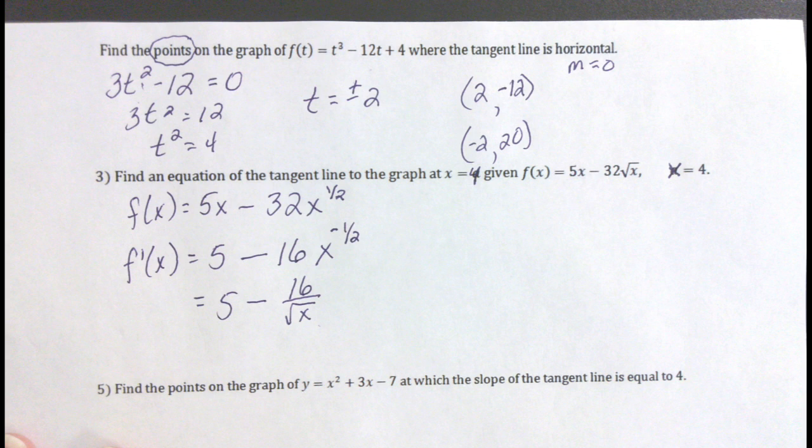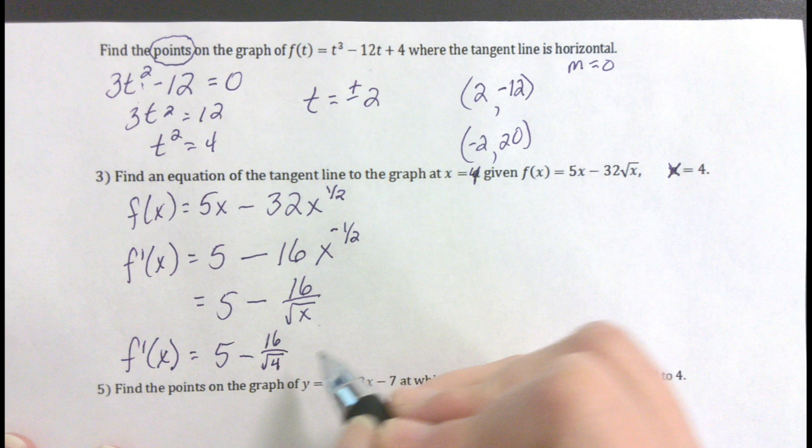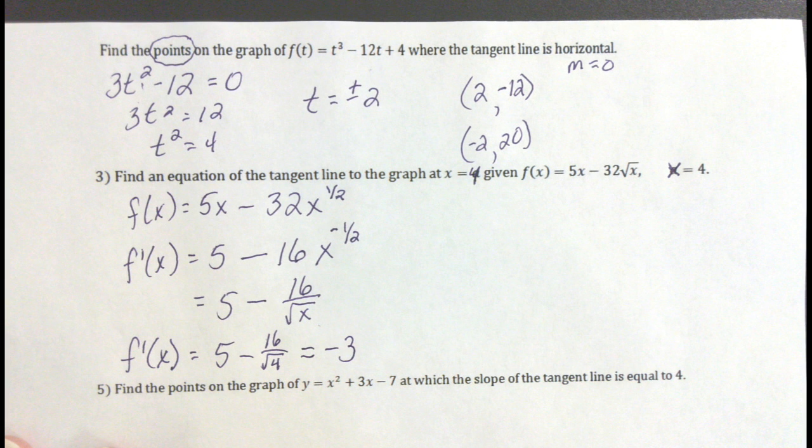Okay. Some of the questions on Delta Math are just going to ask you for the slope. So the slope at x equals 4 is negative 3. But that is just if it asks you for the slope. This one is asking for an equation, the full Monty, if you will. And so we know our slope is negative 3, and we know our point is for what?